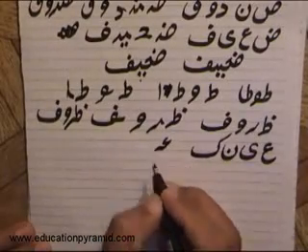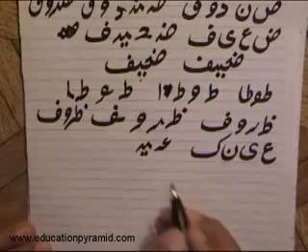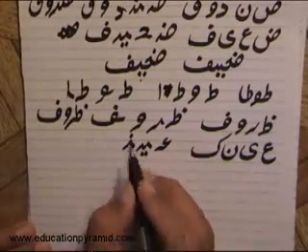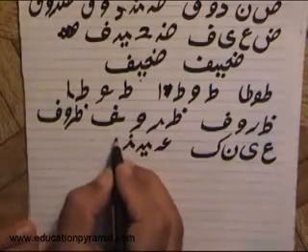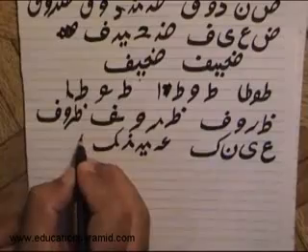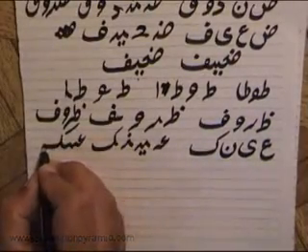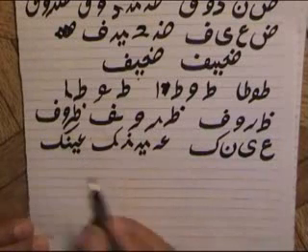This is the initial position, then ye in the middle position, then noon in another middle position, and then kaf in the final position like this. So we write ainak like this: ain, ye, noon, kaf, ainak.